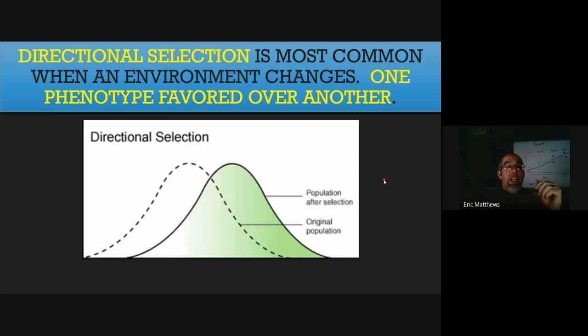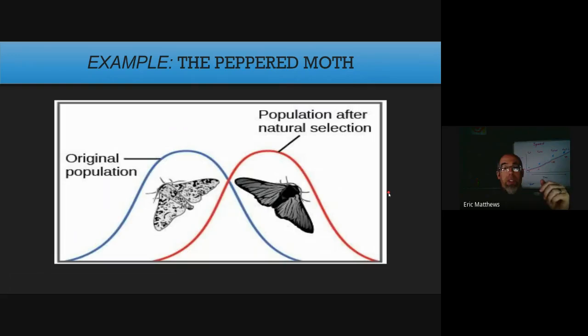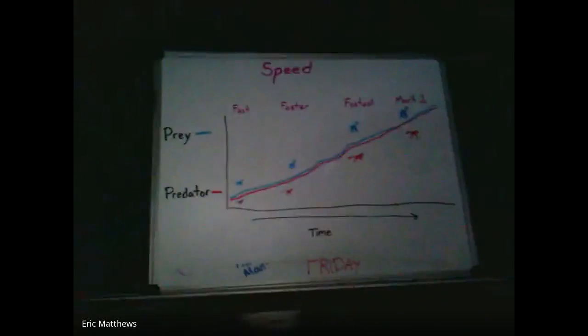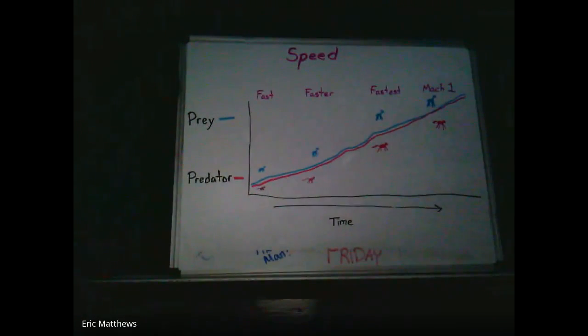Now, we could see this in hundreds of thousands of different places, but the peppered moths are by far the best example. Where else do we see it? Well, take a look at this graph kind of behind me. All right, we got two groups. We have predators and prey. We're looking at the speed.